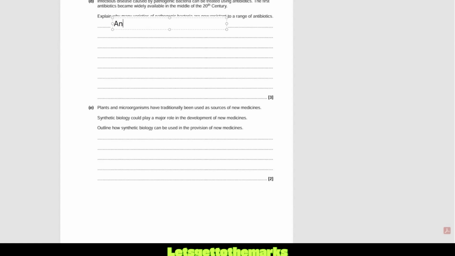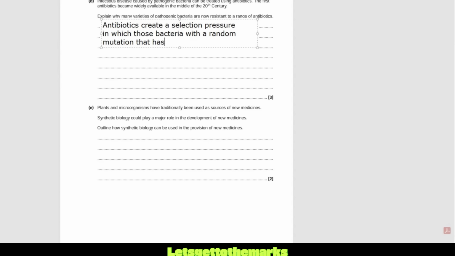So antibiotics create a selection pressure. So when you introduce antibiotics into an animal, that creates a selection environment or a selection pressure where previously loser bacteria that were not more successful than the other bacteria, if they contain an allele that gives them resistance, now become king of the castle or queen of the castle. So antibiotics create a selection pressure in which those bacteria with a random mutation that has given them a resistant allele survive, right? So they're more likely to survive.